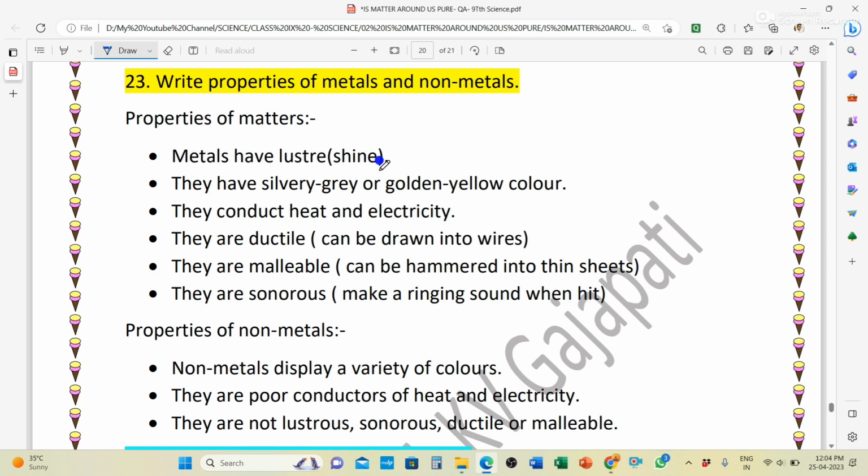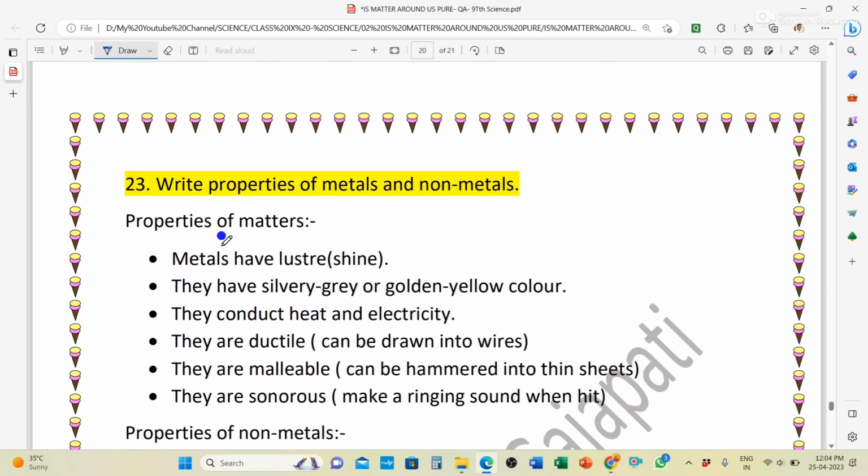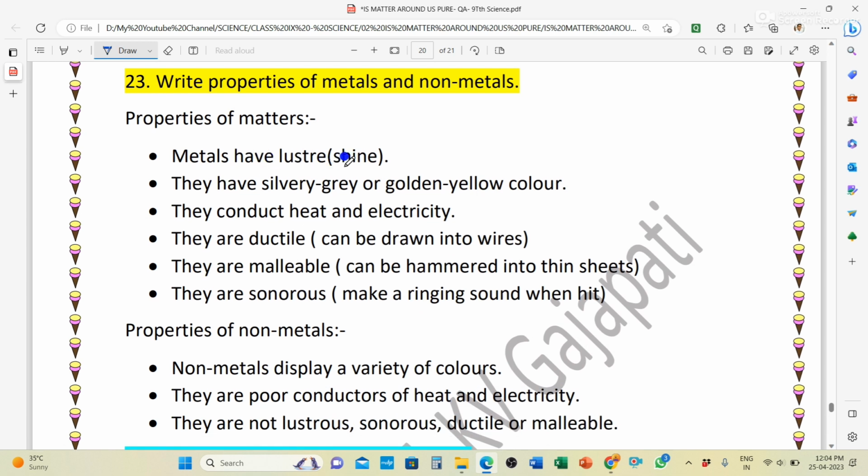Metals have luster. Here a printing mistake is there; it will be properties of metals. Okay. So metals have luster, that means they shine. They have a silvery gray or golden yellow color. They conduct heat and electricity. They are good conductors of heat and electricity.